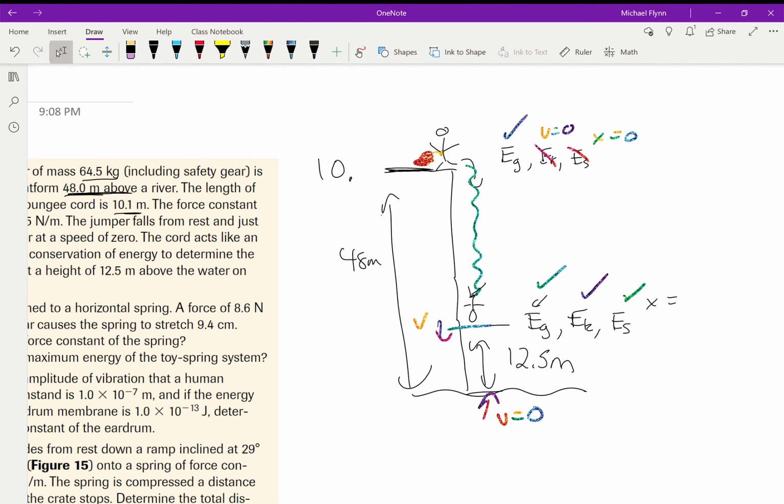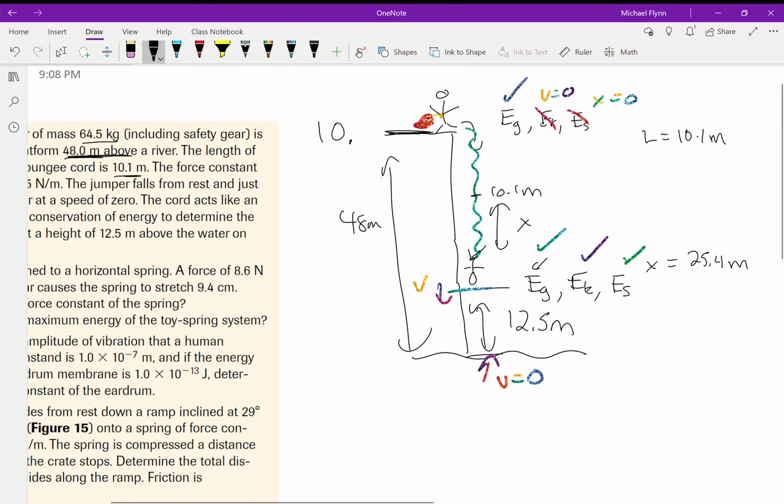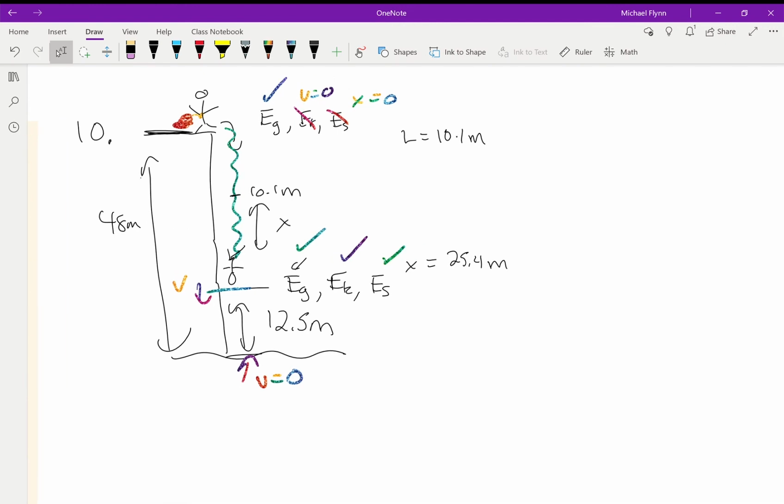So the stretch is going to be 25.4 meters. Now I got that by subtracting 48 minus 12.5, and then I subtracted another 10.1 because it said that the natural length was 10.1. So in other words, it's just going to start to stretch once he's past the 10.1 meter mark. So this distance would be x from here, the stretch after that. Now I'm assuming that that's what they mean with these bungee rides. All right, so now we just go ahead and do it.